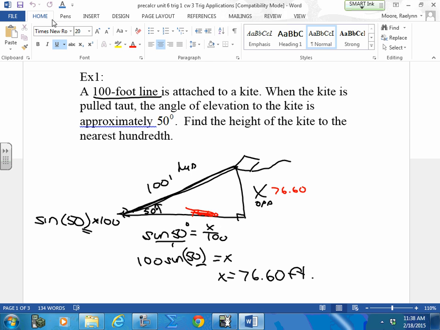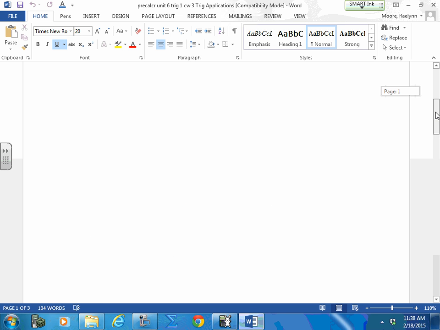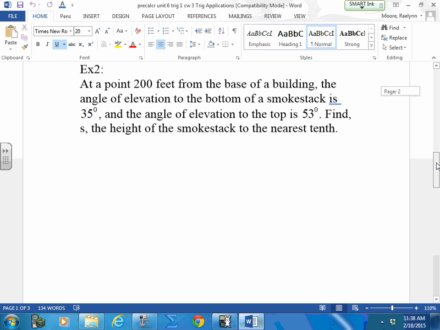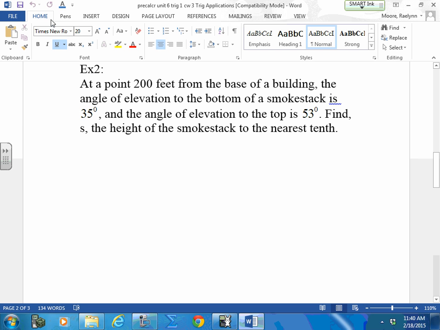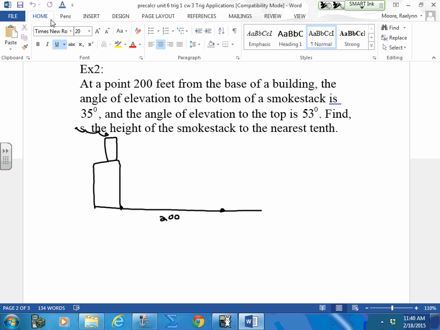All right. This next one I took from a Regents. See if you can read this and set it up. Take a look at your diagram. You have a building. You're at, from the base of the building, a point 200 feet away. Here you are, 200 feet away. And you're looking up at the bottom of the smokestack. So here's a smokestack on your building.